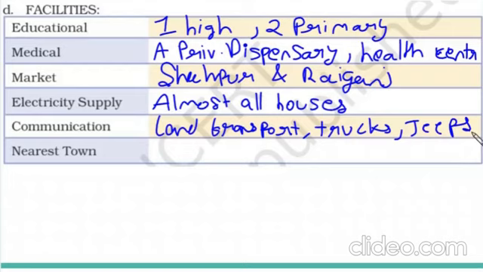Now, nearest town: Shahpur and Raiganj, will I write both? No, you will write the one nearest to Palampur. So the town nearest to Palampur is Shahpur. So our first question is completed.